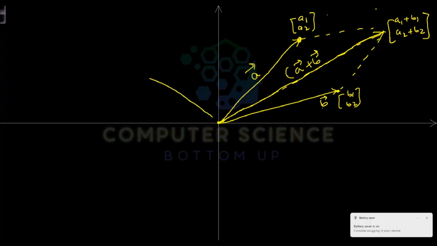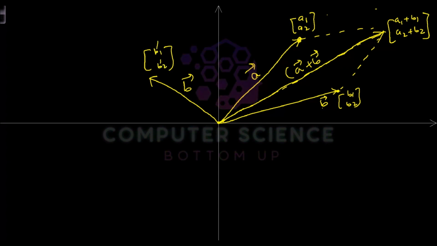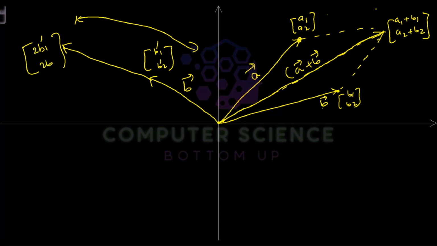Let's just quickly look at the scalar multiple also. Let's say this is your b vector, and it has some coordinates, b1, b2. When you apply 2 into the b vector, it means that this vector is stretched in the same direction and its magnitude becomes twice. So the new coordinates you get here are 2 into b1 and 2 into b2. This is what I just wanted to show graphically.